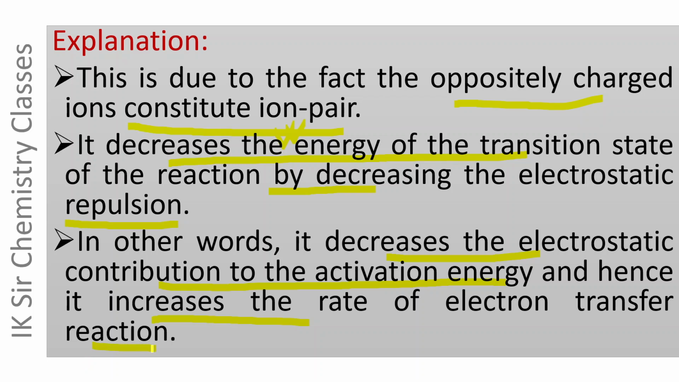electron transfer reaction. If two oppositely charged ions are brought together, the potential energy of the system decreases at a certain point. It decreases the electrostatic repulsion in the transition state, that is, decreases the energy of transition state and decreases the activation energy of the reaction, and hence increases the rate of reaction. The presence of ions having opposite charge to the reacting complexes decreases the activation energy for the reaction, and hence increases the rate of electron transfer reaction by forming ion pair.